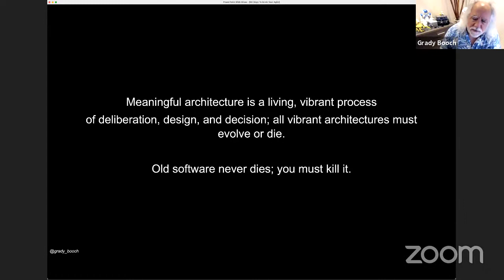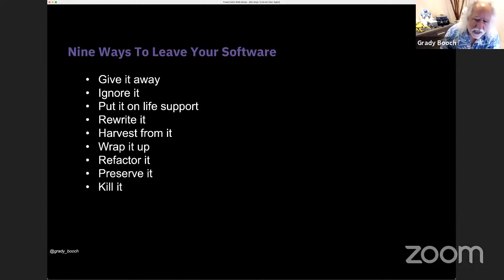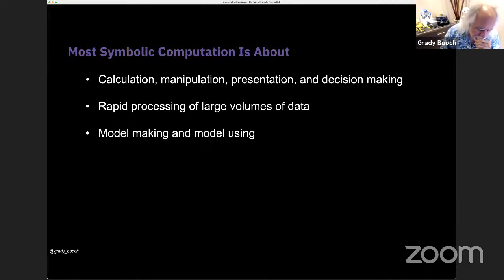Meaningful architecture is a vibrant process. All vibrant architectures either evolve or die. And indeed, old software never dies, you have to kill it. So what do you do when you have old software? You can give it away, you can ignore it, you can put it on life support, you can rewrite it, harvest it. Again, your mileage varies. Depends upon the economics of your situation. In some cases, you do want to kill it. In other cases, if your business depends upon it, you got to keep the lights on. So you're going to keep refactoring it along the way.